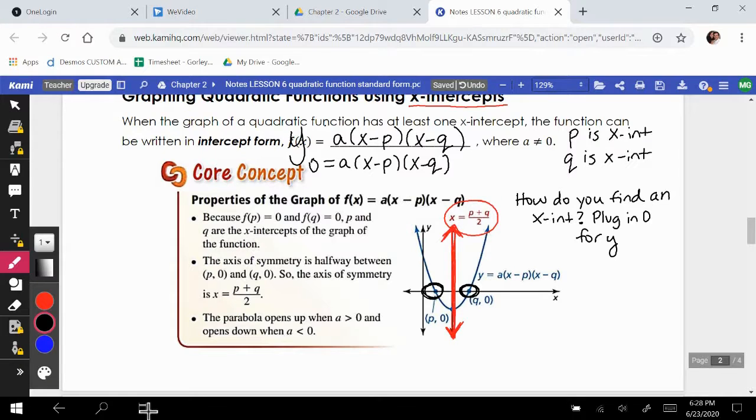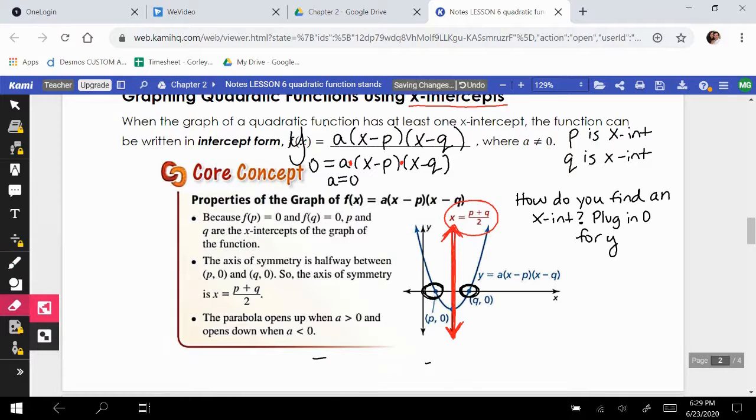Now notice all of those components are being multiplied together. A is being multiplied by x minus p, and x minus p is being multiplied by x minus q. How do I get a product that's equal to 0? Well, in order to get 0 from a multiplication problem, one of those factors has to be 0. Either a is equal to 0, right? Because if a was equal to 0, then we would have 0 times (x - p) times (x - q), and that would end up getting you 0 when you multiply that out. 0 times anything would just be 0.